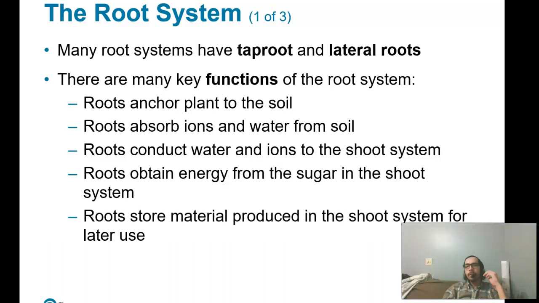The roots also obtain the energy that's produced in the shoot system. So when the leaves are taking in sunlight and carbon dioxide, and they're conducting photosynthesis and respiration, the energy that's made in the shoot system will find its way down into the roots. And that's also carried out by vascular tissues like the phloem. So the roots are also able to store material that's produced in the shoot system for later use.